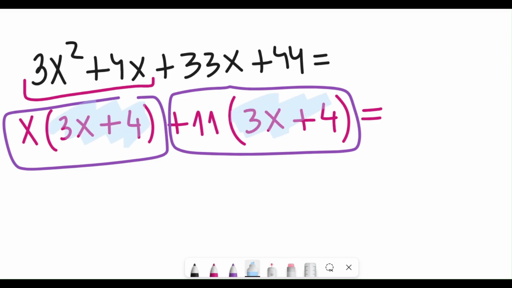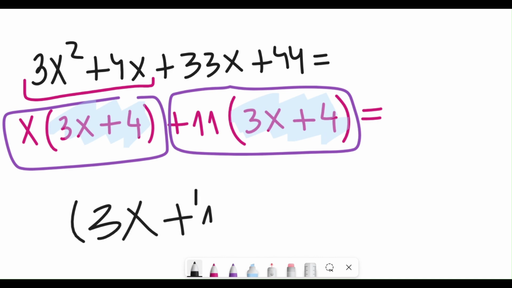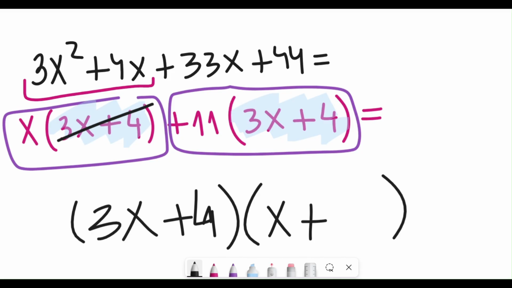3x plus 1, 3x plus 1. So 3x plus, not plus 1, but plus 4. 3x plus 4 goes out. When we take 3x plus 4 from the first one, then what's left? X. When we take 3x plus 4 from the second one, then what's left? 11. That's it. We are done with this.